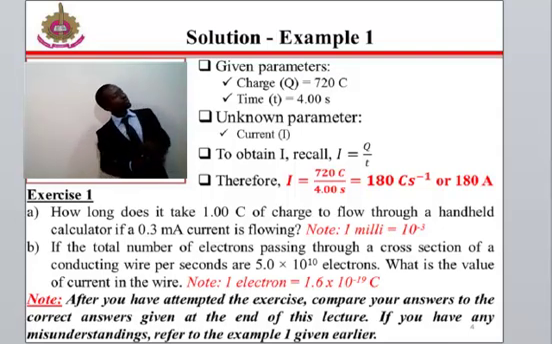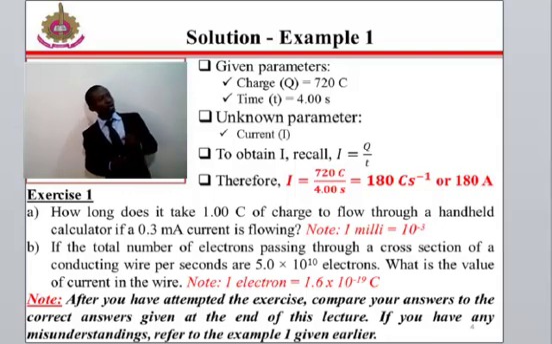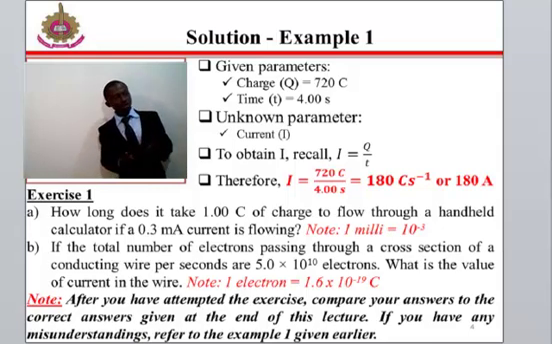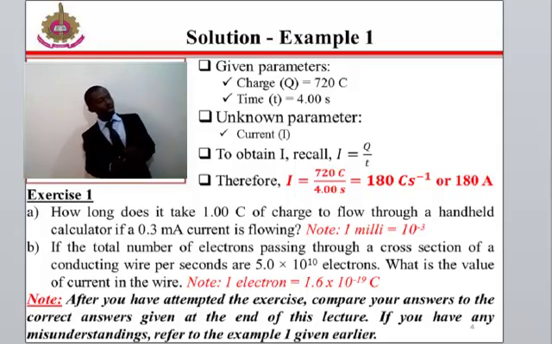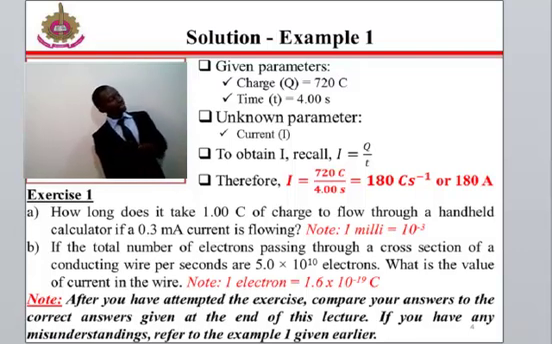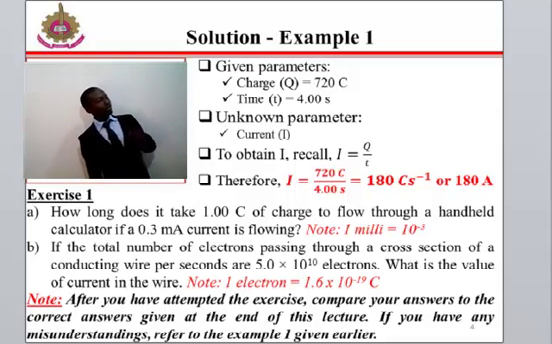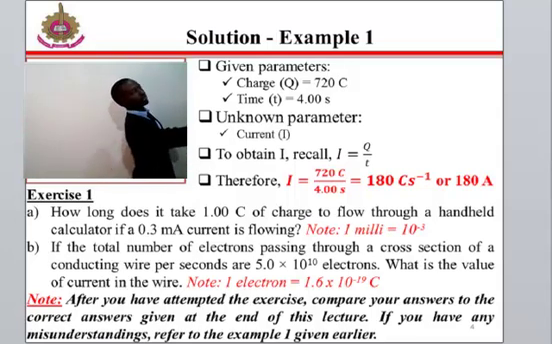Exercise 1b. If the total number of electrons passing through a cross-section of a conducting wire per second are 5.0 times 10 raised to the power 10 electrons, what is the value of current in the wire? Note, 1 electron is equal to 1.6 times 10 raised to the power minus 19 coulombs. After you have attempted the exercise, compare your answers to the correct answers given at the end of this lecture. If you have any misunderstanding, refer to the example 1 given here.